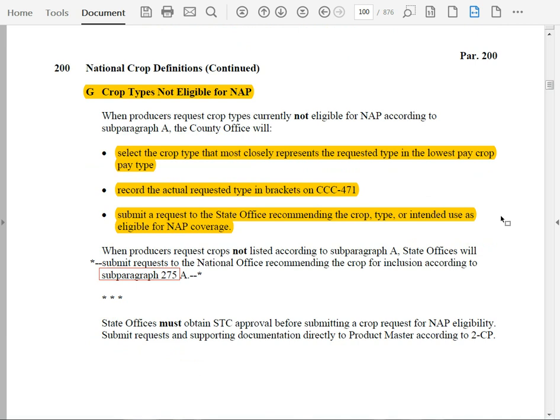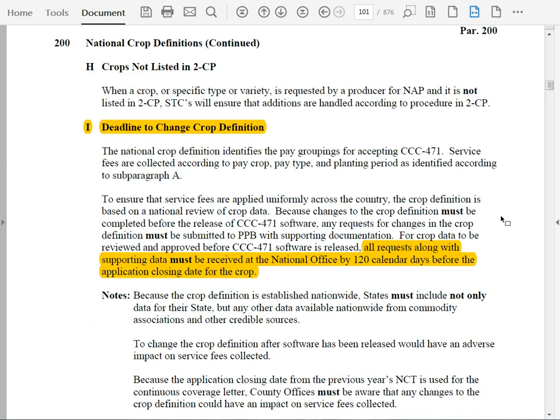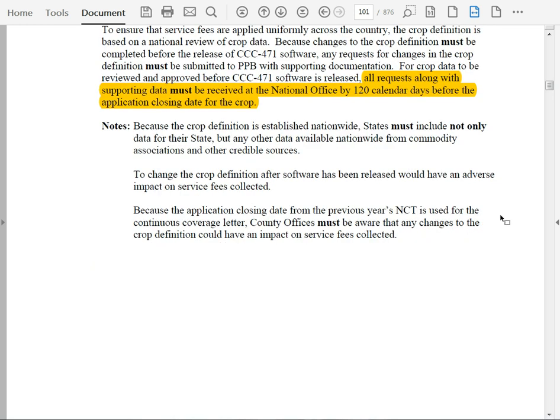If a producer requests a crop not currently eligible for NAP, the county office is to select the closest proxy from the existing crops on the crop table, but manually write in the name of the requested crop on the 471 printout. The county office should also collect data about the crop and submit it to the state office so that the specialist can request that that crop be added to the national crop table. Any request for a change to the crop definition must be submitted to the national office along with supporting data at least 120 days before the application closing deadline for the crop.